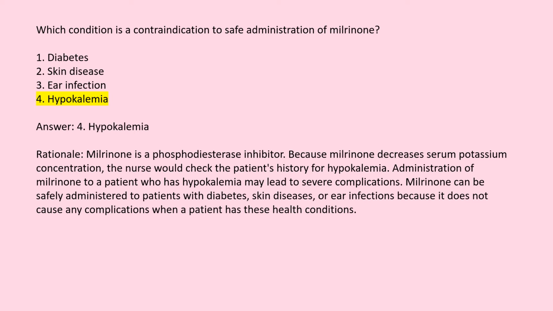Answer: 4. Hypokalemia. Rationale: milrinone is a phosphodiesterase inhibitor. Because milrinone decreases serum potassium concentration, the nurse would check the patient's history for hypokalemia. Administration of milrinone to a patient who has hypokalemia may lead to severe complications. Milrinone can be safely administered to patients with diabetes, skin diseases, or ear infections because it does not cause any complications when a patient has these health conditions.